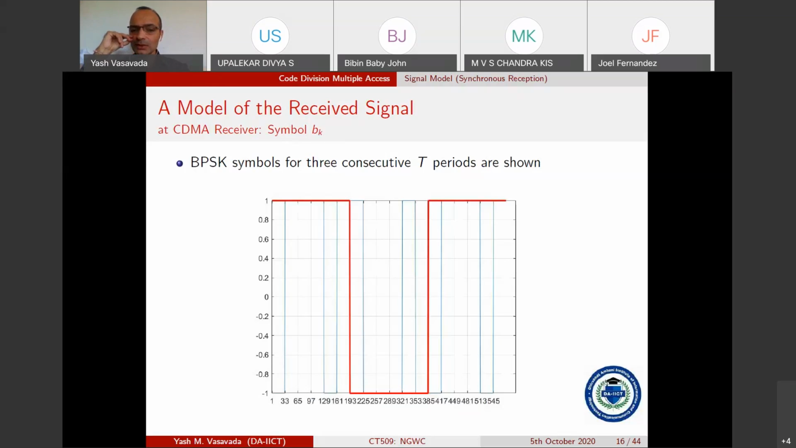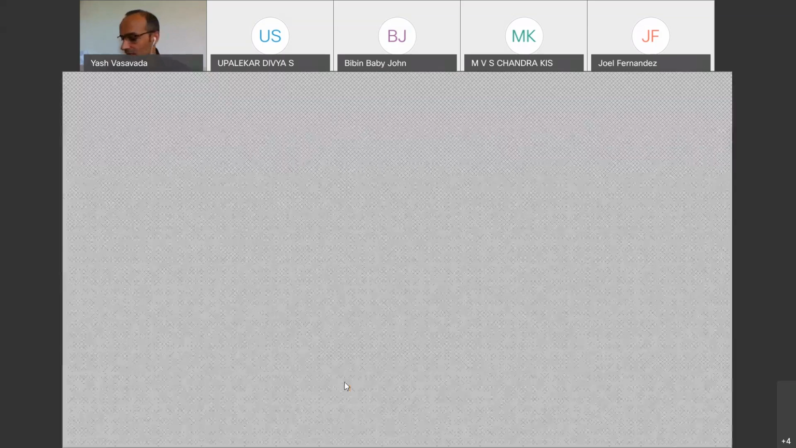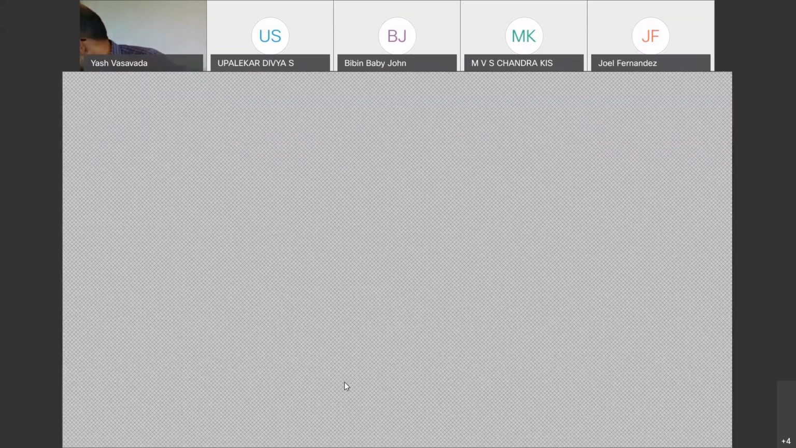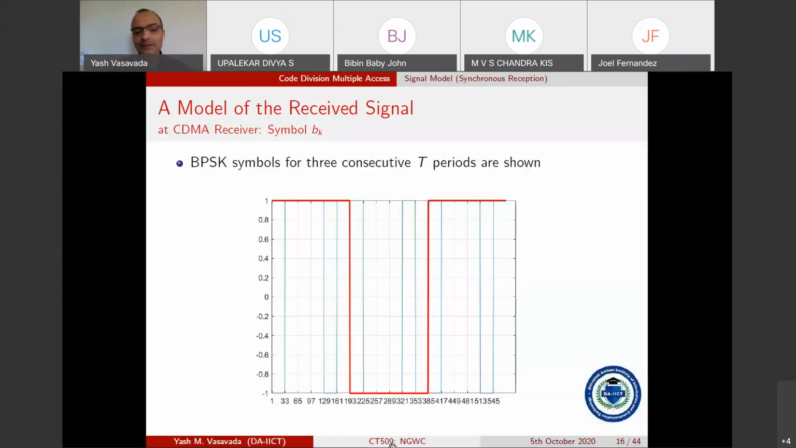In what context did we do the Fourier transformation of a signal which is rectangular? Can anyone say that? Anudeep, we haven't talked about pulse shaping in this course. I'm saying in CT509. Inter-symbol interference. But again, Nidhi, I'm talking specifically about CT509.